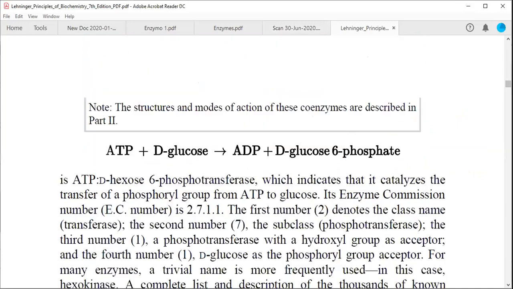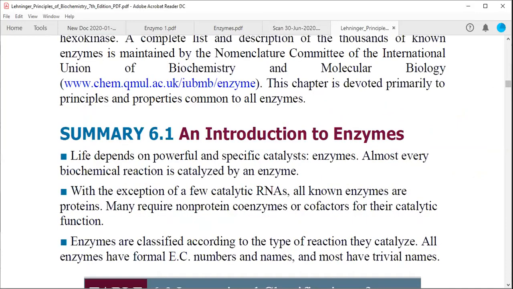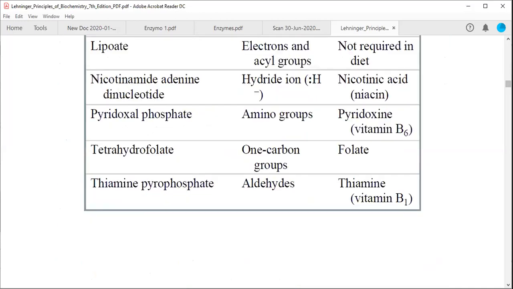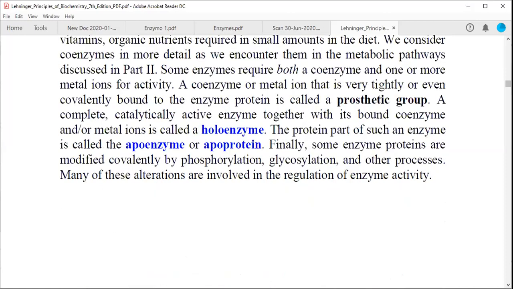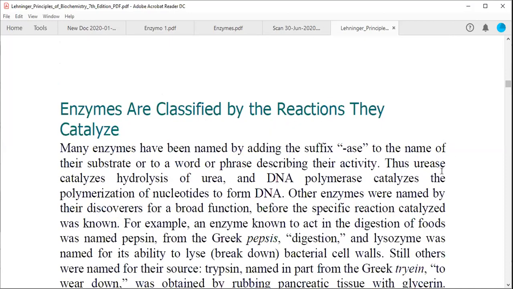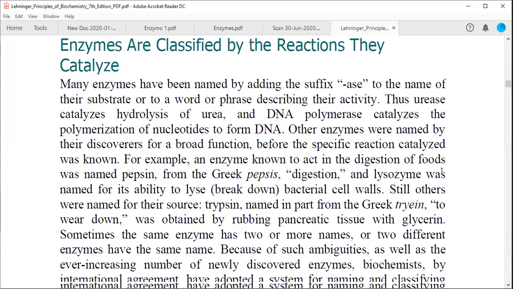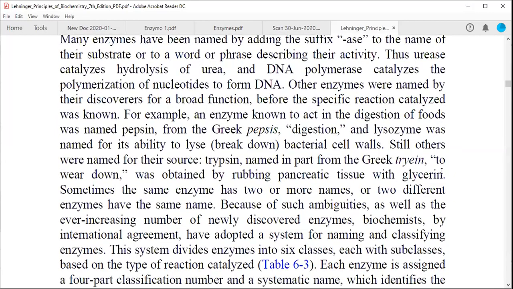Then we are moving to, so in the introduction, these things we have discussed actually. Okay, one more thing actually, what is the enzyme commission number? Okay, so this we have left. So this text is also very important.